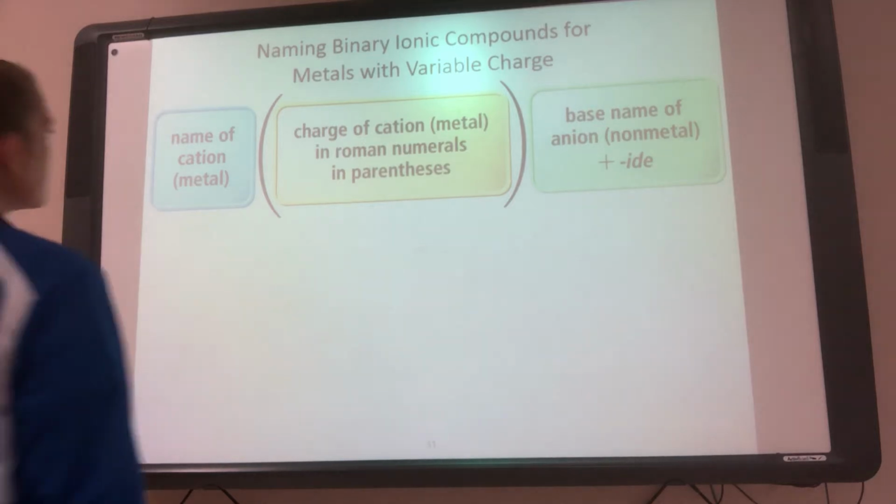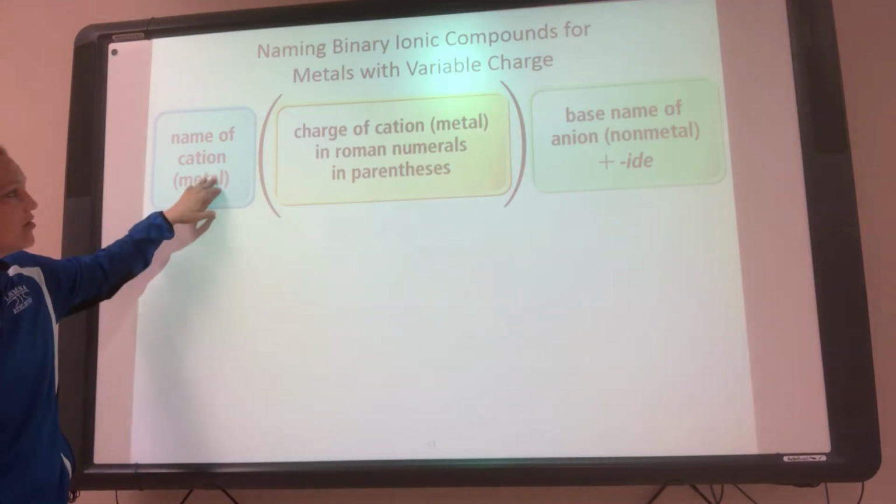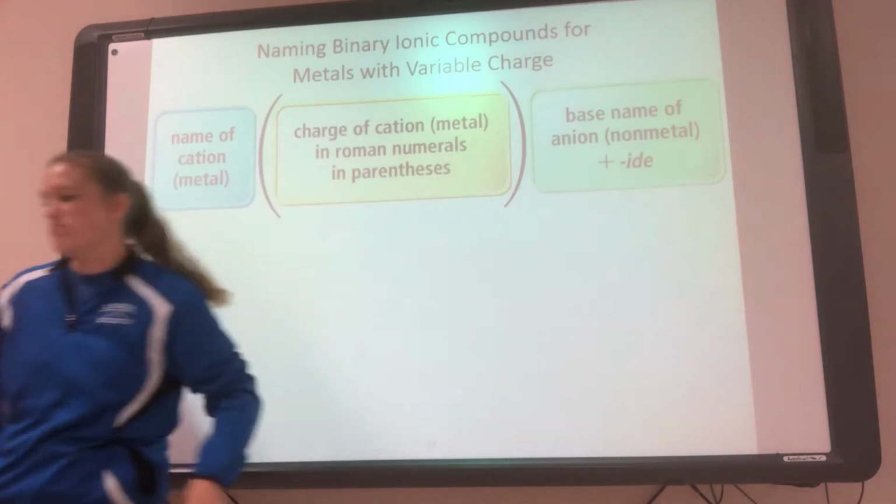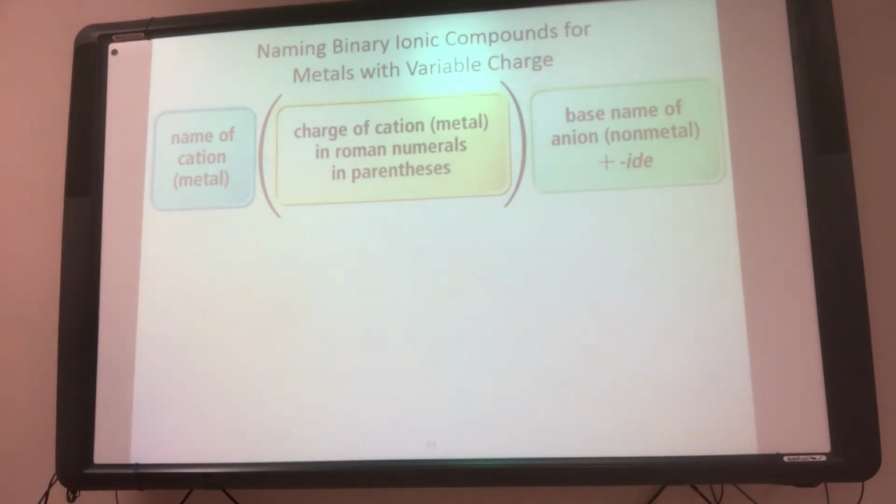Okay, so now we're going to talk about what if it is a metal, but it's a variable charge metal. So remember, we're still talking about ionic, so it's still a metal cation and a non-metal anion. The metal is still written first, so metal, then the non-metal. Okay, so same order as before, but the difference here is that I have to have my charge in Roman numerals.